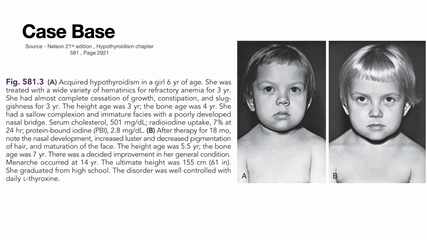Another case from the Nelson only, the 21st edition, showing the acquired hypothyroidism in a girl of 6 years of age. She was treated with a wide variety of hematinics for refractory anemia for 3 years. She had almost complete cessation of growth, constipation and sluggishness for 3 years. The height age was 3 years, the bone age was 4 years, and she had a sallow complexion and immature facies with poorly developed nasal bridge.